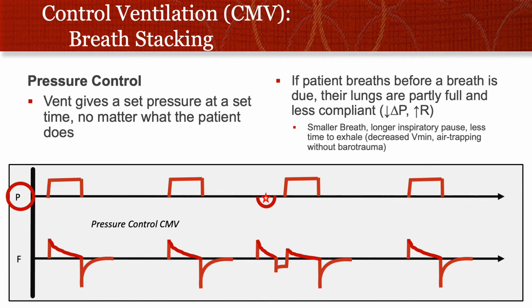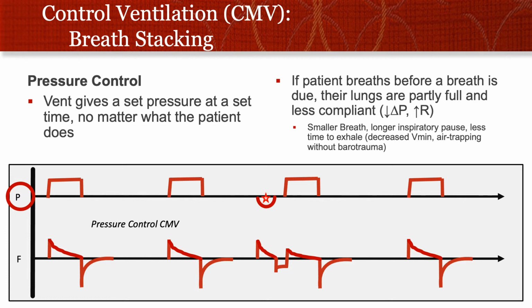Conversely, if you take a breath in pressure control before the vent is due, the vent will still give a pressure controlled breath. But in this situation, their lungs are partly filled with air, and so they're a little less compliant. They have air in their lung, and as then the vent adds air to it, the compliance goes down even more. And so they'll get a smaller vent-delivered breath, and they may even get a longer inspiratory pause. But there's nothing intrinsically damaging about this. The pressure is set by us, so you can't get barotrauma above what you've set. And they might get a little bigger tidal volume, but it's slightly limited by the compliance of the lung.